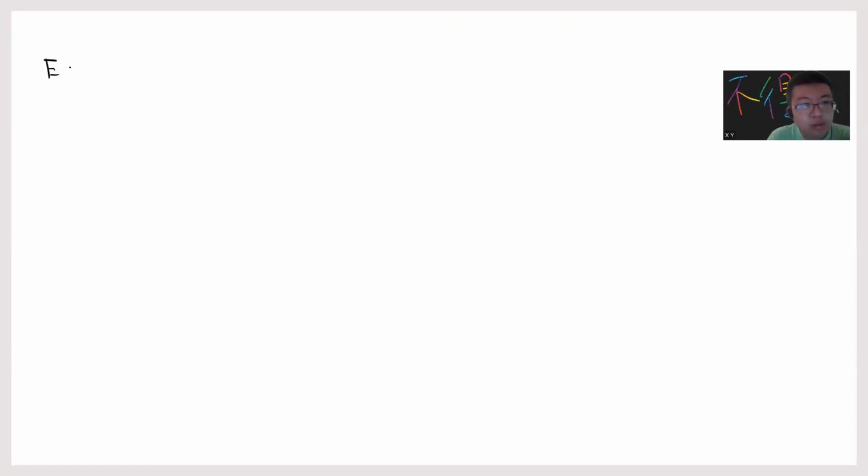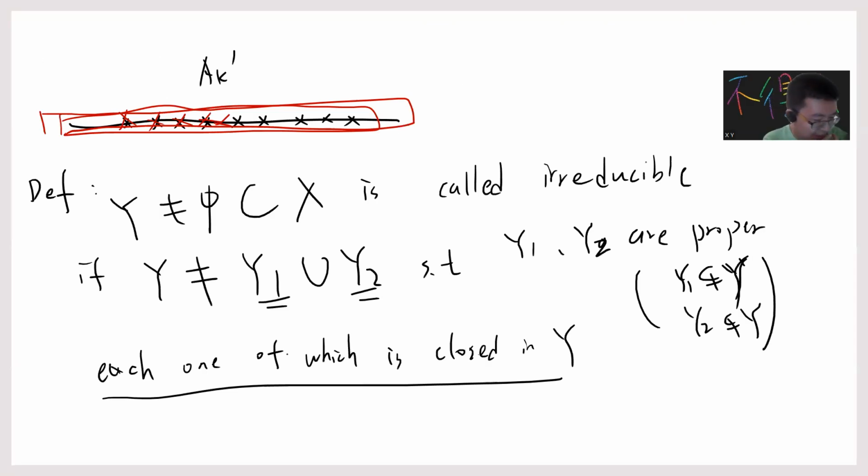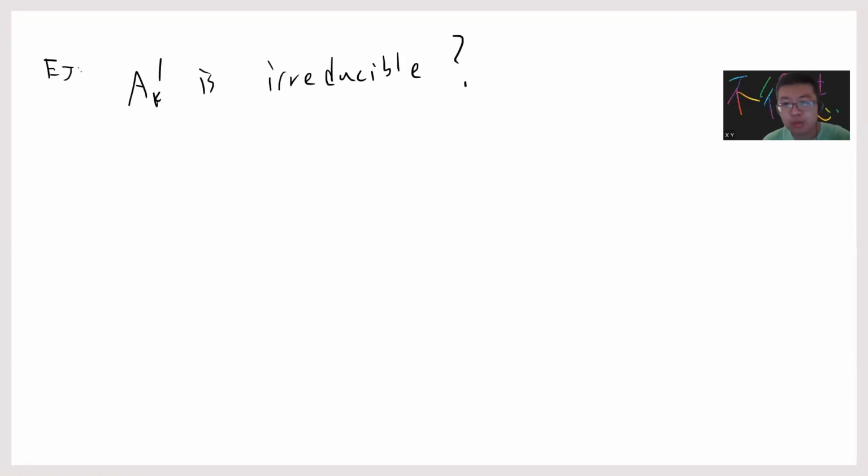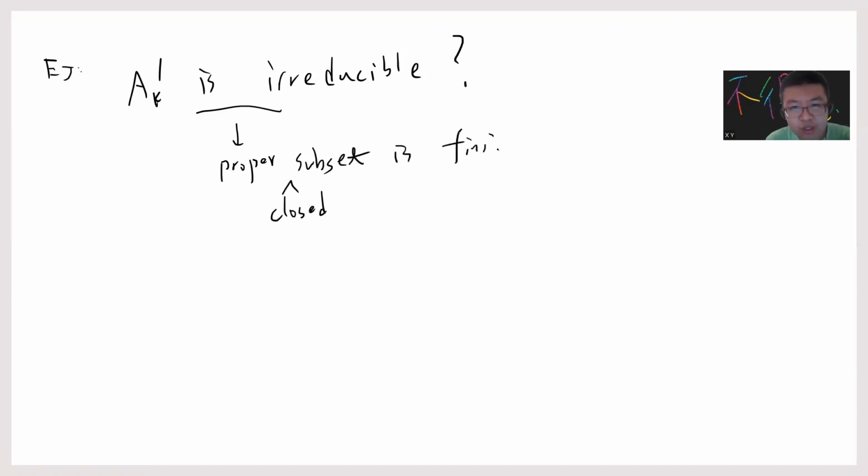Okay, so examples. The affine line is irreducible. Why? The reason is that in the affine line, the proper closed subsets are finite. A proper closed subset is always finite.